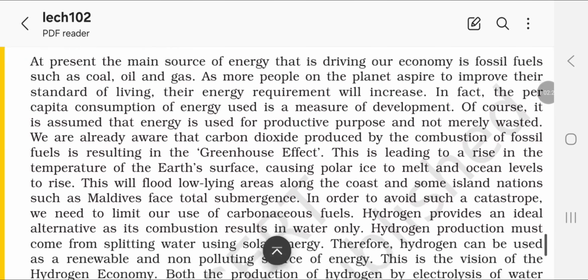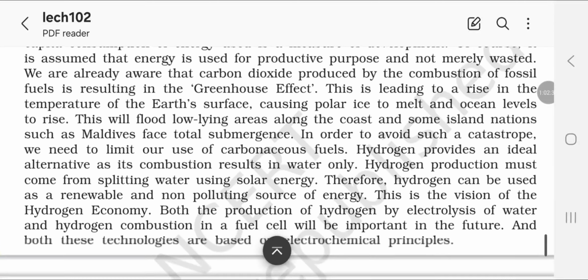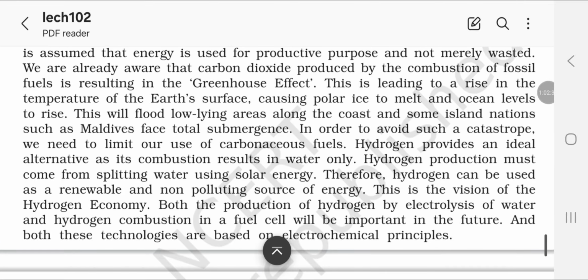We are already aware that carbon dioxide produced by the combustion of fossil fuel is resulting in the greenhouse effect. This is leading to a rise in temperature of Earth's surface, causing polar ice to melt and ocean levels to rise. This will flood low-lying areas along the coast, and some island nations such as Maldives face total submergence. In order to avoid such a catastrophe, we need to limit our use of carbonaceous fuel.